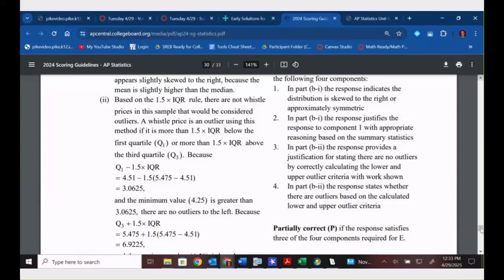Does anybody have any questions over how to score this part? Okay.